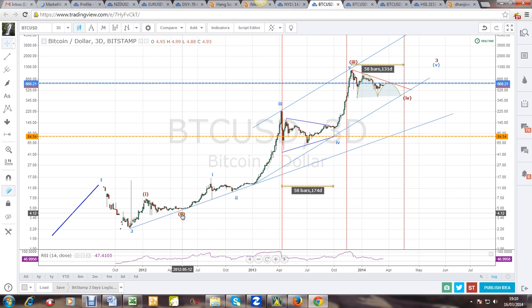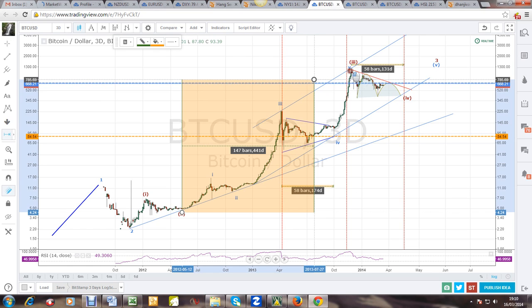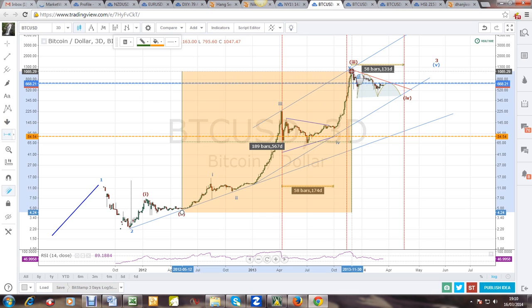So the point I'm making now is this cycle, if my count is correct, and it is subject to that. If I'm wrong, then of course my calculations are wrong. But if my count is correct, then you can see from here how long it has taken. It started off from here approximately, and it went all the way to there. So it's taken 189 bars of this 3-day chart.